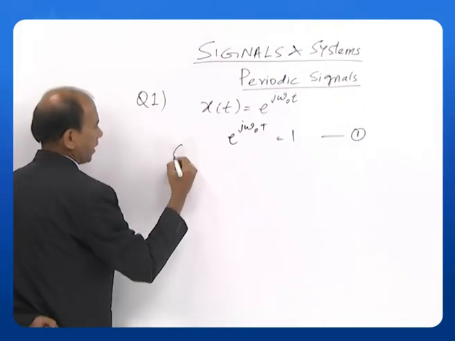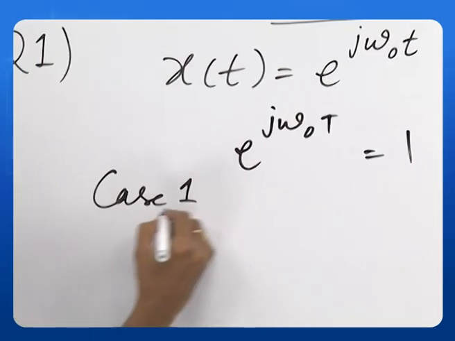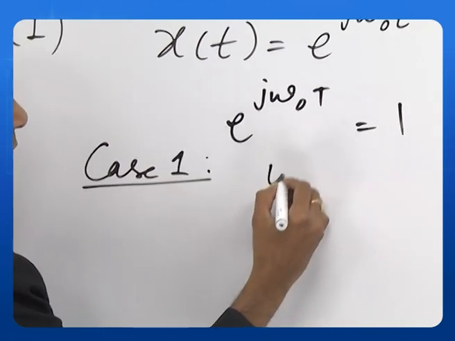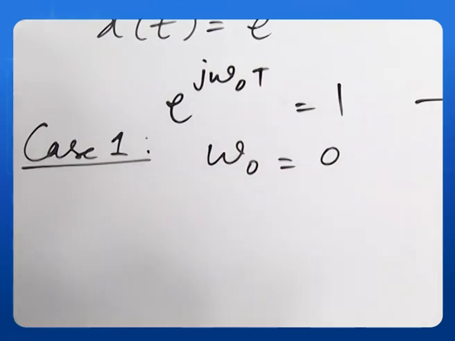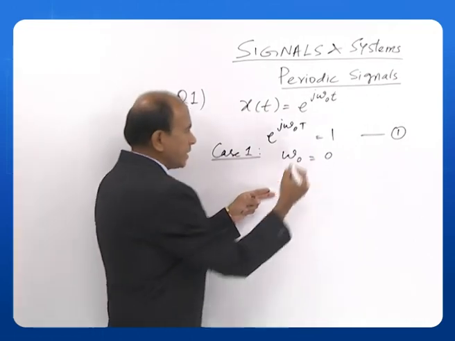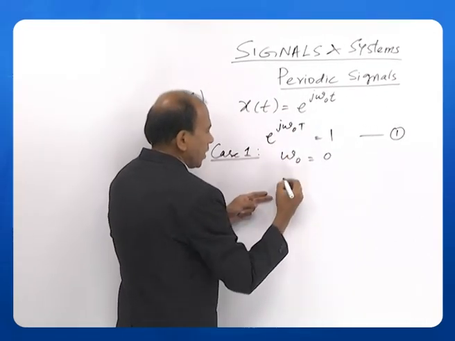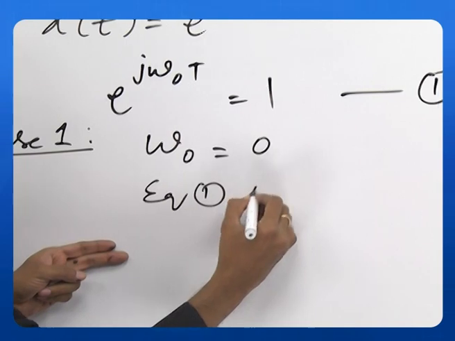Now, let us take case 1 here. Case 1 is where omega naught takes a value of 0. Then this equation is satisfied, isn't it? So, equation 1 is now satisfied.